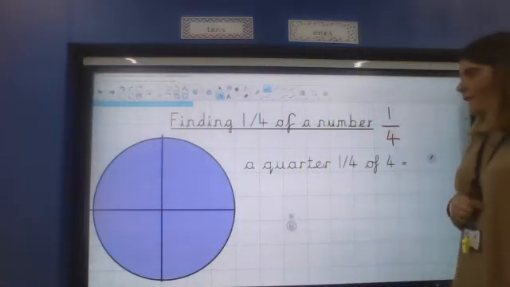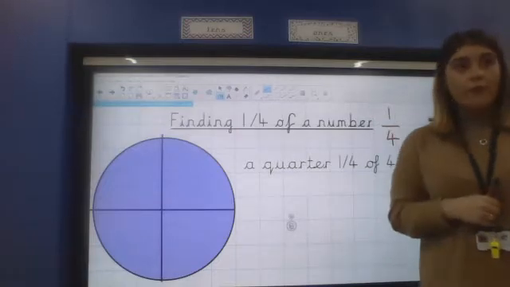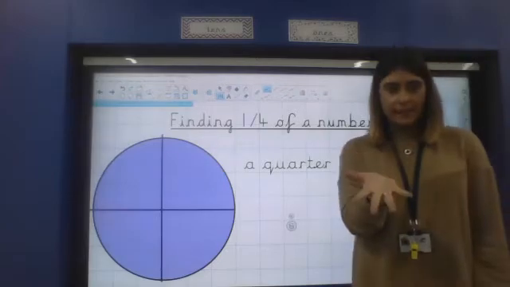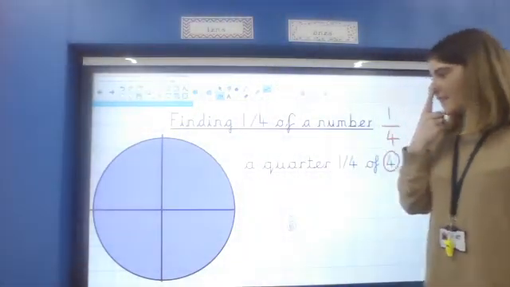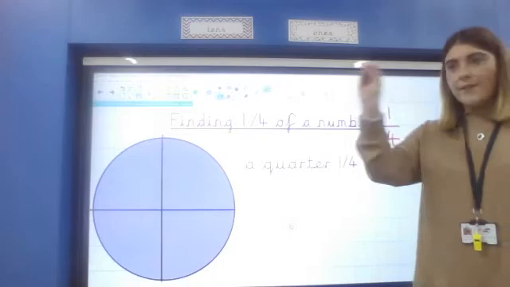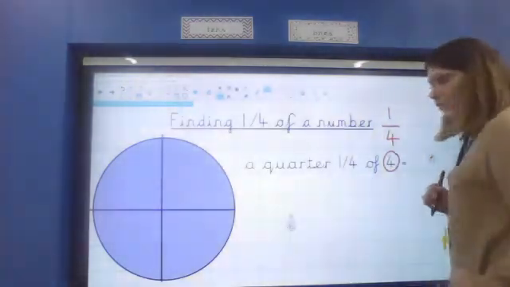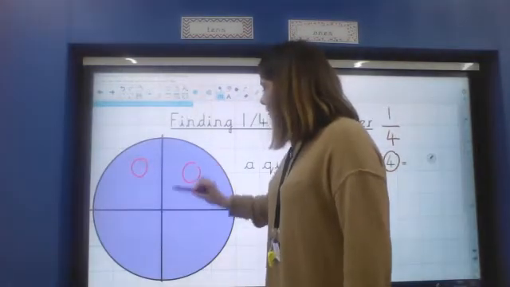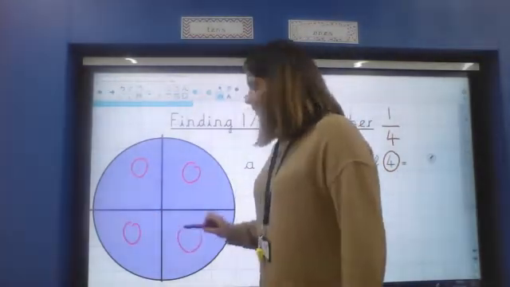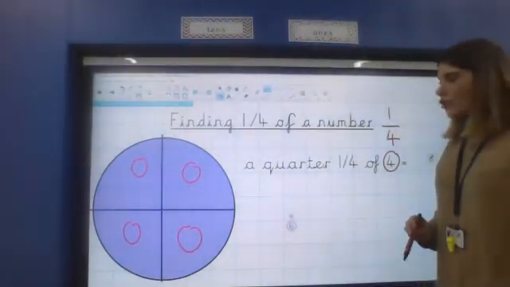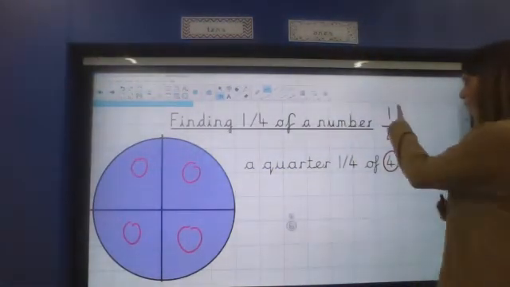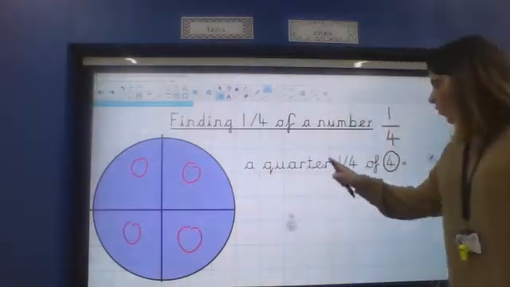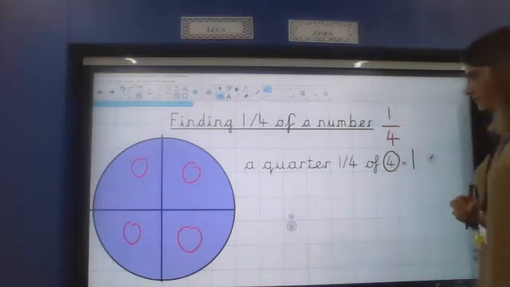For my first question, I want to find a quarter of 4. I'm going to imagine that I've got 4 pieces of sand and rock, and I've got to give them to 4 children, so I'm going to share them out. A quarter of 4. 1 for you, 1 for you, 1 for you, and 1 for you. How many are in each part? Because I want to find what 1 out of 4 parts is. I've got 1, so a quarter of 4 is 1.